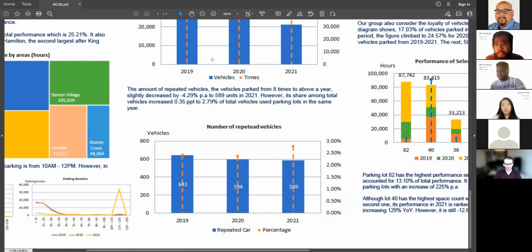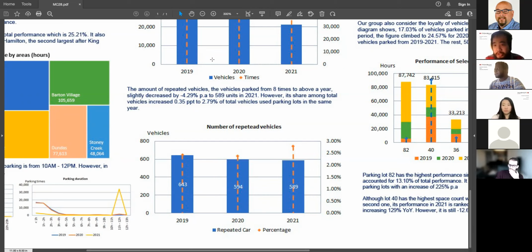Yeah. Now we're going to analyze the customer behavior, and the first point we're going to look at is to measure how loyal the customers are with the parking lot. So we measure it by the number of times they park each year. As said, we set it at 8 times a year. In this diagram, you can see that the number of repeated vehicles actually decreased, but it's a very small number, approximately 4% each year from 2019 to 2021.